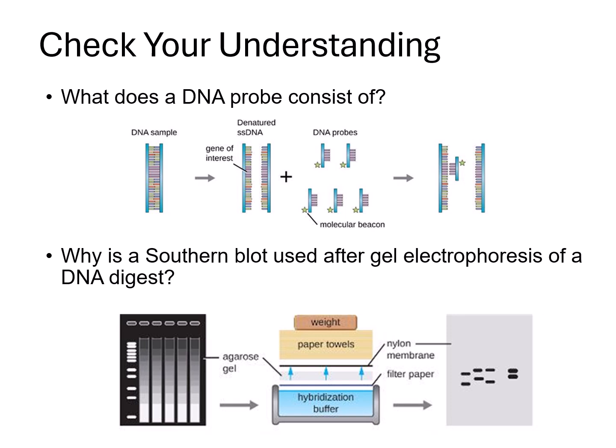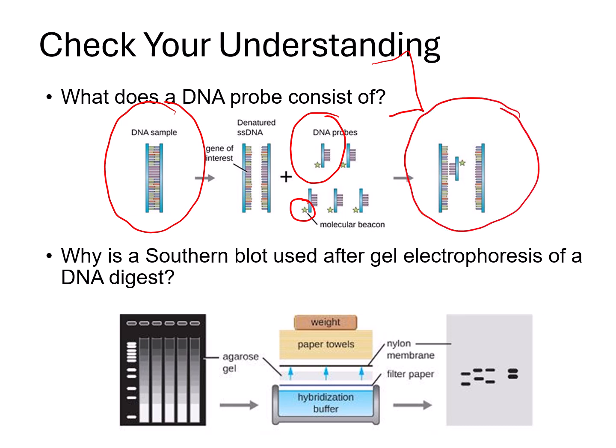So the first checkpoint question asks, what does a DNA probe consist of? Remember, a DNA probe is a short, single-stranded DNA fragment with a complementary sequence to some kind of target DNA region. And these probes are labeled with either radioactive or fluorescent tags so that they can be visually detected when they bind or hybridize to their matching DNA.